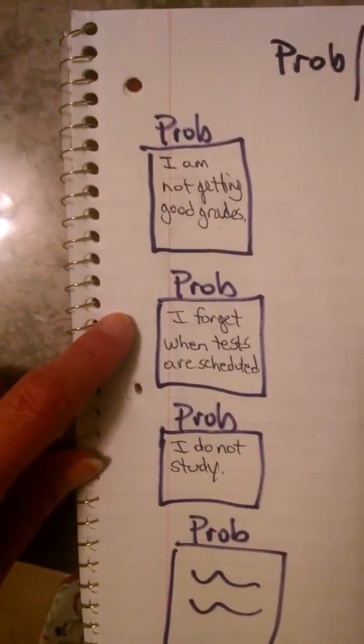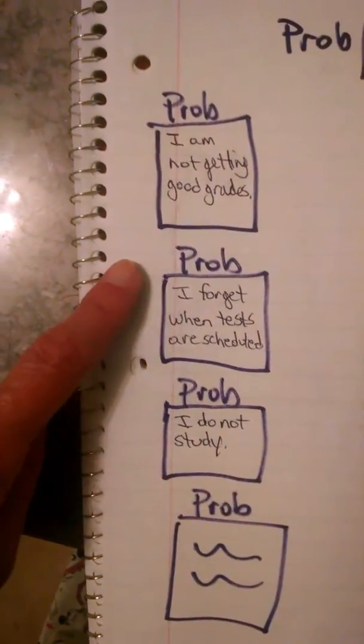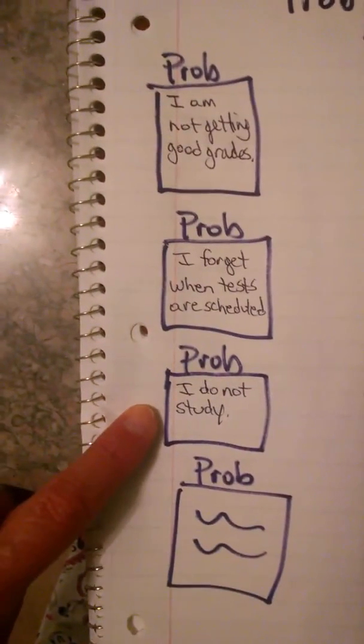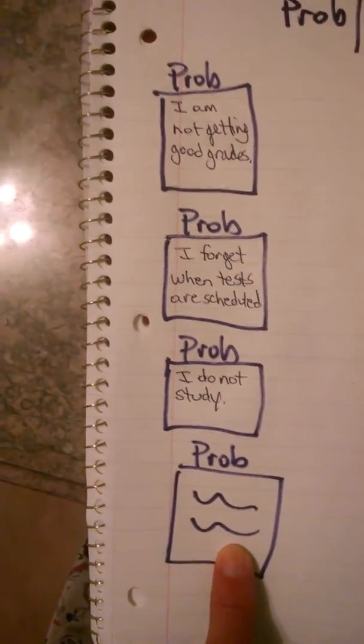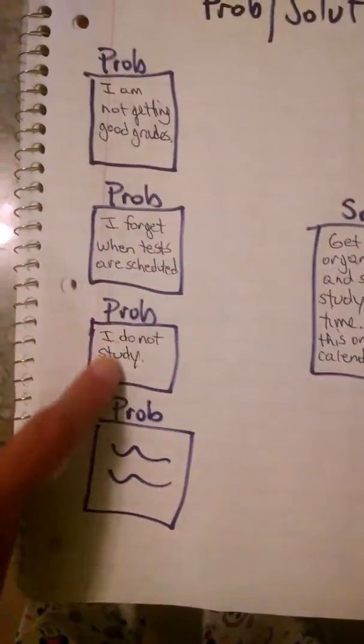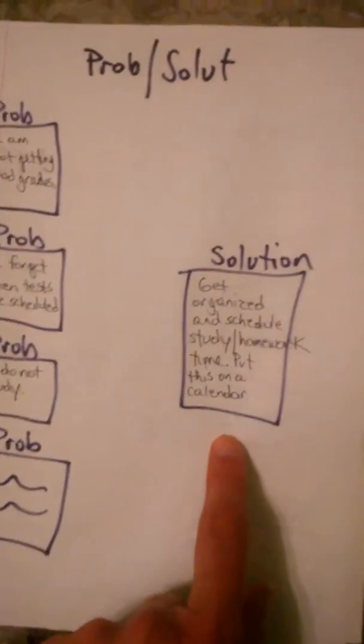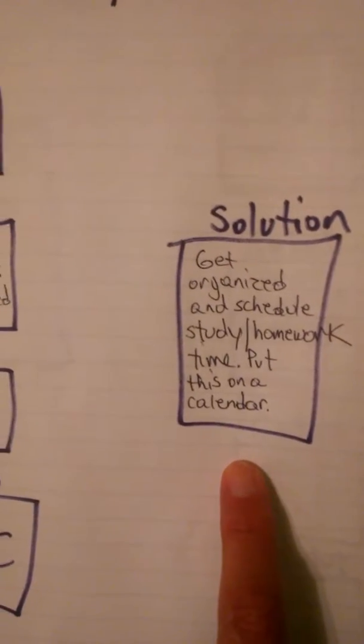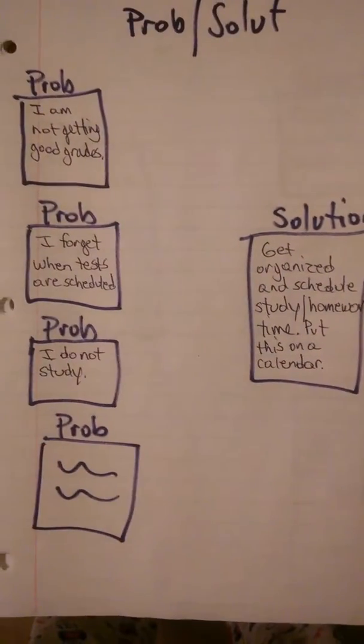So maybe your problem, first step is I'm not getting good grades, I forget when tests are scheduled, and I do not study. And maybe there's another part. So these are all mini problems. One solution is then to get organized and schedule homework time and put this on a calendar.